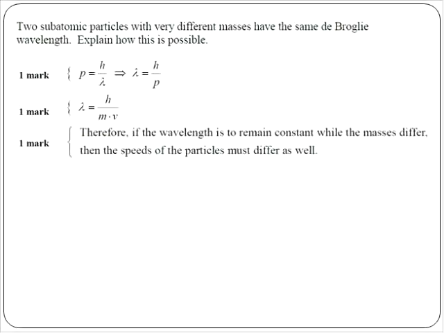Therefore, if the wavelength is to remain constant and the masses are different, then the speeds of the particles have to be different as well. For example, if one particle has twice as much mass, then the speed has to be half as big in order to balance it out, in order to still have the same wavelength. So, a pretty easy question when you think about it.